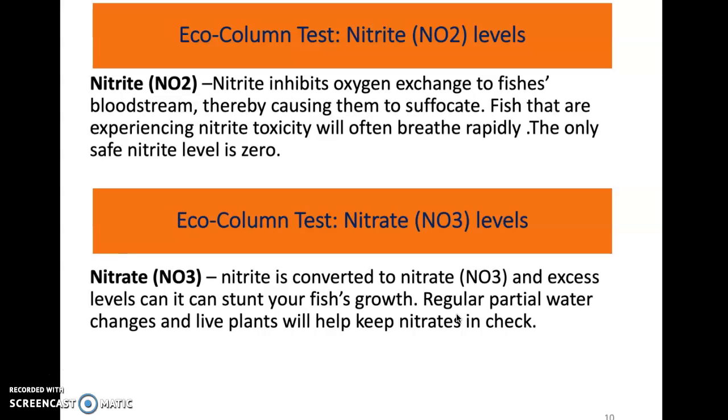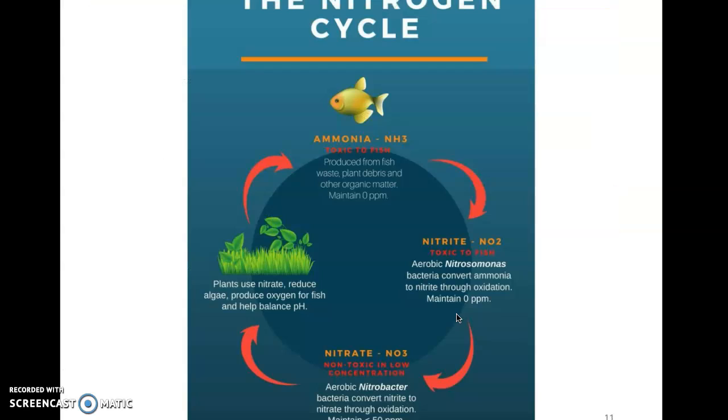Nitrate and nitrite levels. Nitrite stops the oxygen exchange in a fish's bloodstream, so it causes them to suffocate. Fish experiencing nitrate toxicity will often breathe rapidly. The only safe nitrate level is 0, so if you're noticing these increase, that's bad for the fish. Ammonia is converted to nitrite, which is converted to nitrate, and excess levels can be bad for your fish, and they aren't going to grow. So that's why you want to keep changing the water, so that your nitrate levels can be a little bit better, because you don't want them to die.